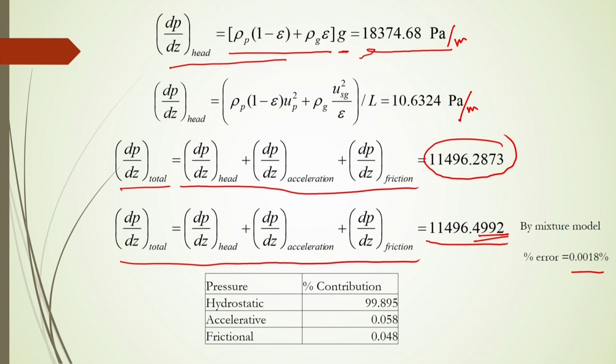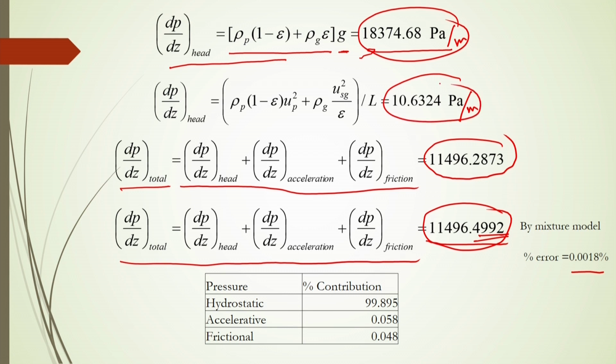Now, what should be the percentage contribution? This is the total pressure drop, and these are the contributions of different parts of it. It is seen that the hydrostatic part is the maximum one, that is 99.89 percentage, whereas the accelerative portion is very low, 0.058, and the frictional pressure drop is also very small. Compared to the hydrostatic pressure drop, these accelerative and frictional pressure drops are very low. Once you know the total measured pressure drop, you can also calculate the frictional pressure drop by subtracting the accelerative and head pressure drop.